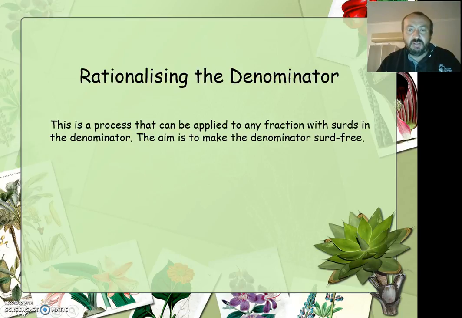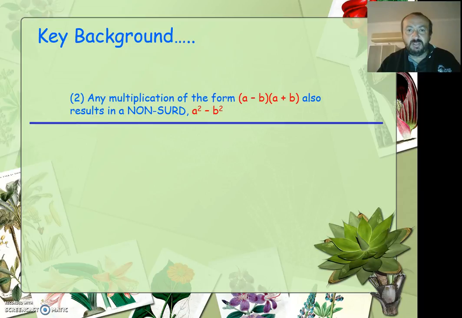Okay, rationalizing the denominator, that's the last part of this. This is a process that can be applied to any fraction with surds in the denominator. The aim is to make the denominator surd free, or to rationalize the denominator. Key background: multiplication of this form also results in a non-surd. That's the big issue of this. And these two things are called conjugates. A take B times A plus B, they're conjugate factors.